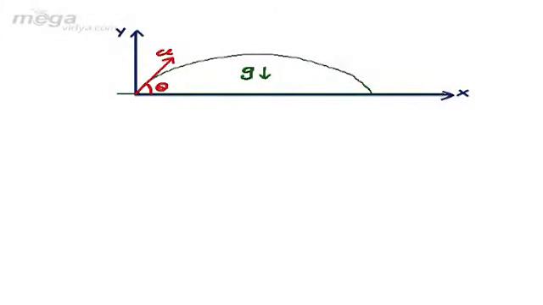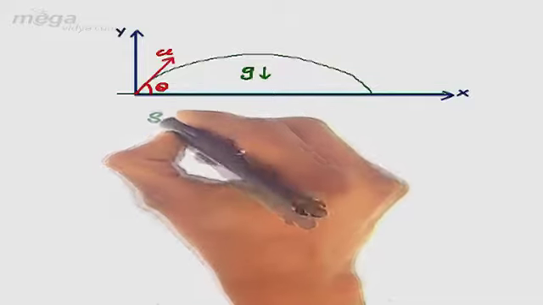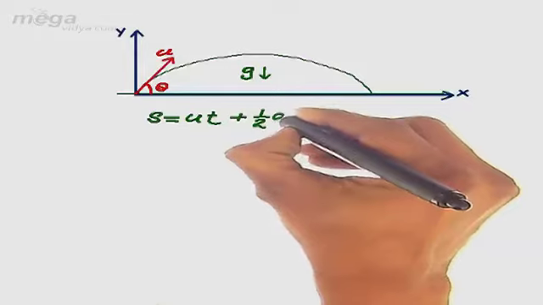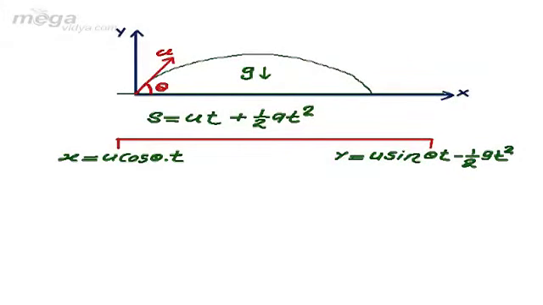Now using the equation of kinematics, the second equation, which is given as s equal to ut plus half at square, along x direction we can write x equal to u cos theta t, and along y direction we can write y equal to u sin theta t minus half gt square, where t is any time when the projectile is in its flight.